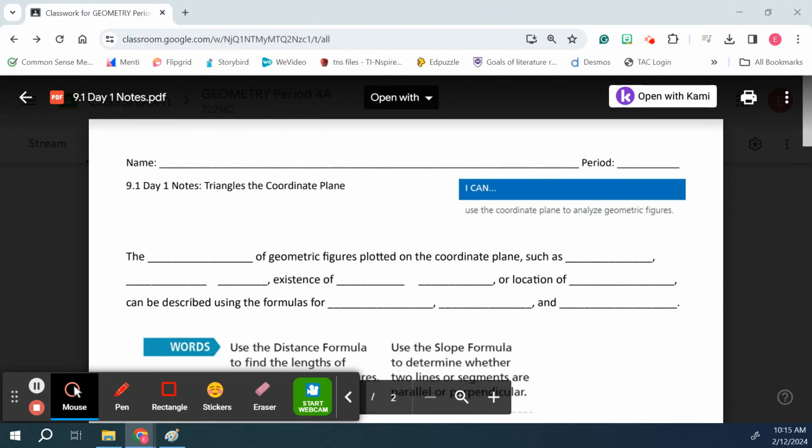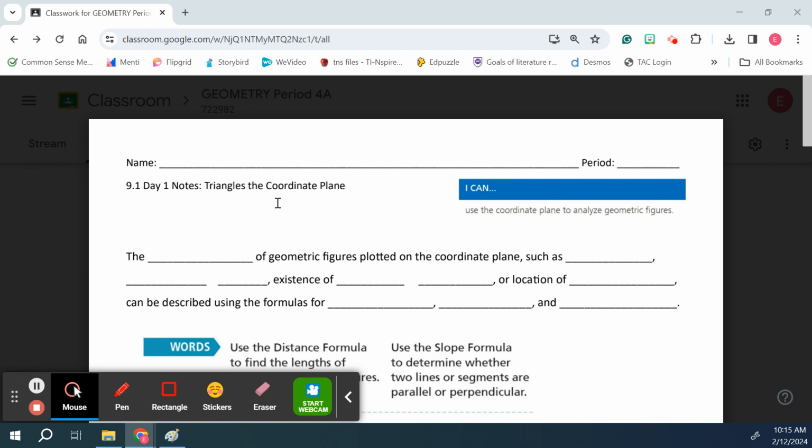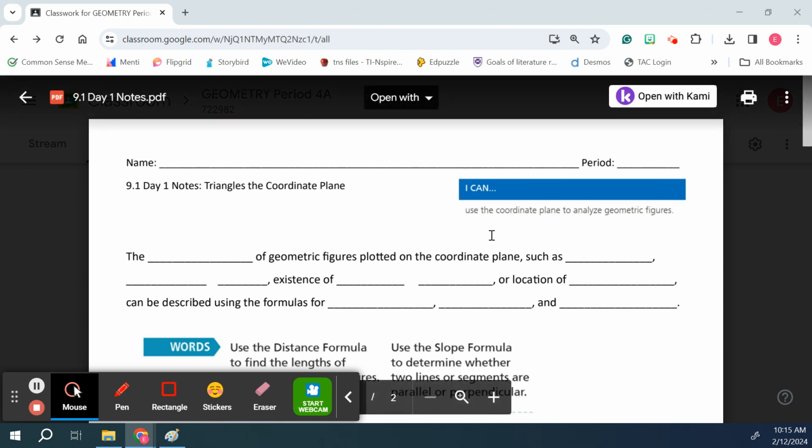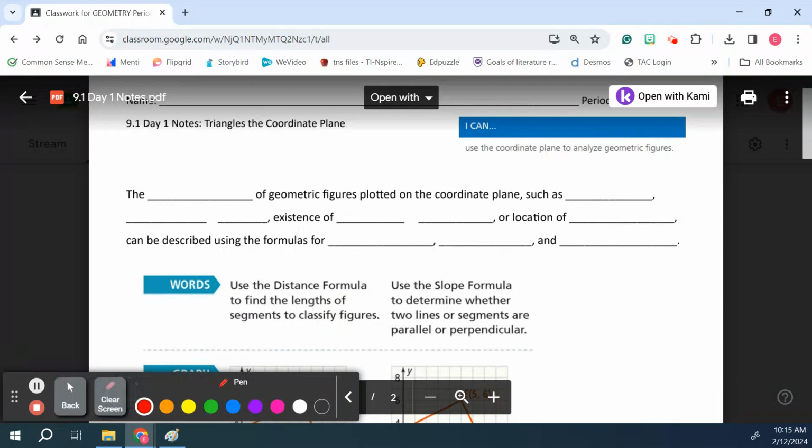Alrighty, so it says we are on 9-1 day 1 notes, which is triangles on the coordinate plane. So the I can statement, I can use the coordinate plane to analyze geometric figures. All right, so the first thing to do is the properties of geometric figures plotted on the coordinate plane, such as length.